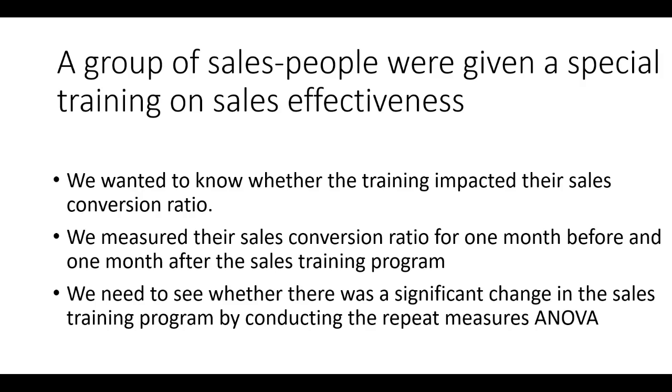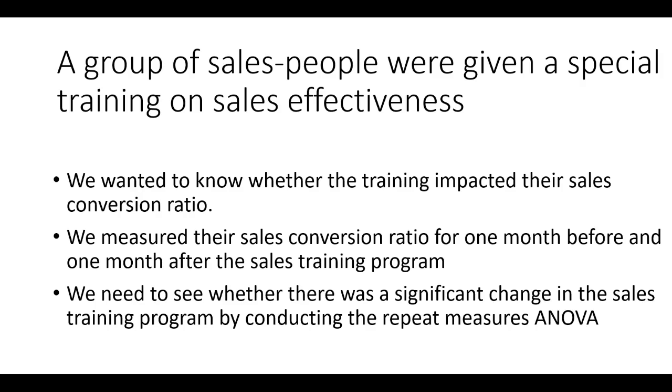So in order to do that, we developed a research design wherein the sales training program was the experimental stimuli, or what we call the independent variable here. And the dependent variable was the sales conversion ratio of individual salespeople, measured before the sales training program and after the sales training program. The sales conversion ratio is typically the number of calls which get converted into actual sales. It is usually measured as a percentage.